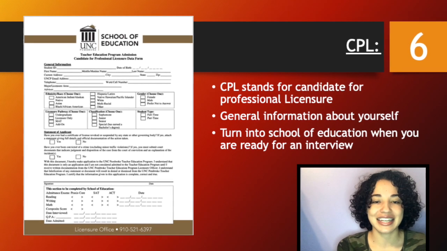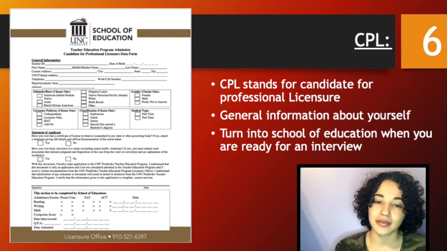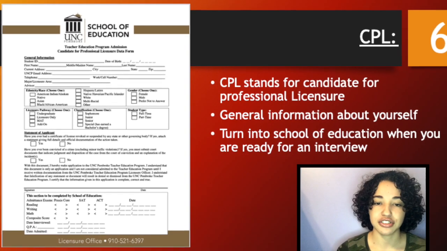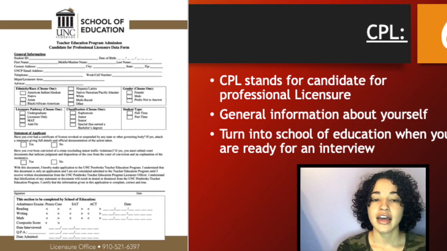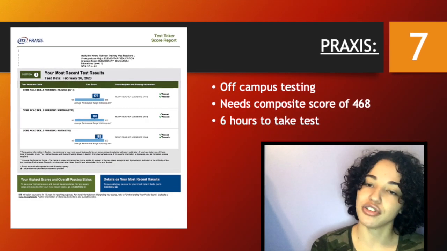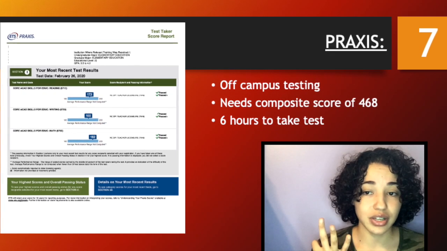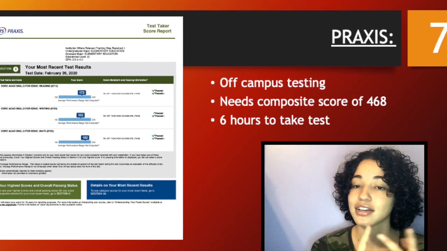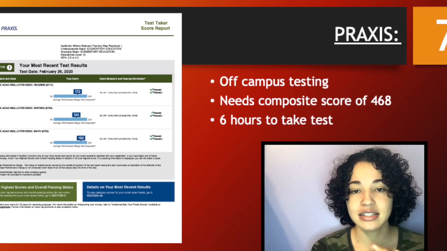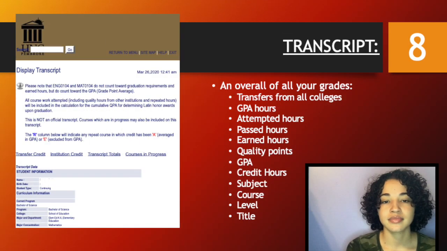Okay, the first one is your CPL, which stands for the Candidate for Professional Licensure. It's just general information about yourself that you need to complete before your interview. Your Praxis, you need a composite score of 468. You take three tests in a span of 6 hours, reading, writing, and mathematics, and it's an off-campus test, so you need to sign up online.